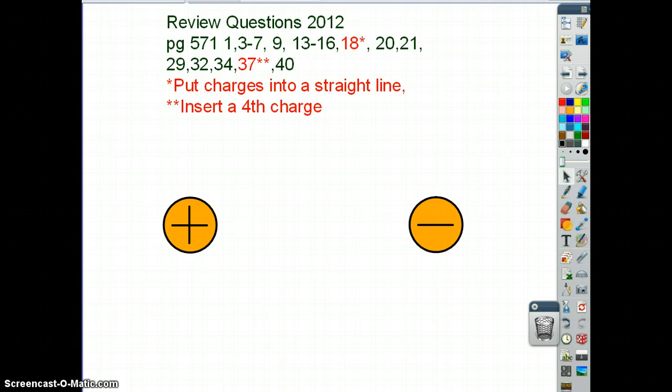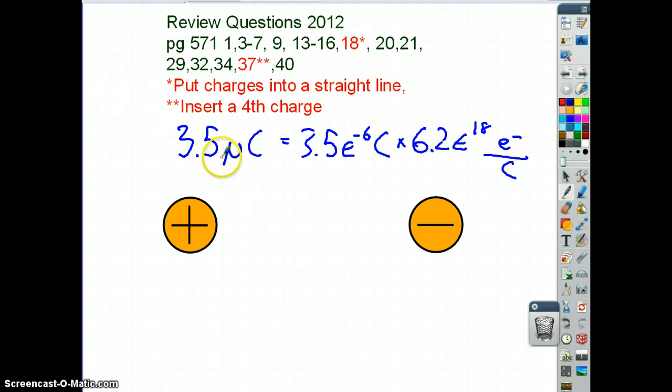Number 3. A negatively charged balloon has a charge of 3 microcoulombs. How many electrons does this balloon have? So let me pause and write those numbers on the board for a second. So we got 3 microcoulombs is 3 times 10 to the negative 6th coulombs. To find out the number of electrons in any given charge, you need to multiply by the big number, 6.2 times 10 to the 18th electrons per coulomb, and then you can see that your coulombs cancel, leaving you some large amount of electrons.